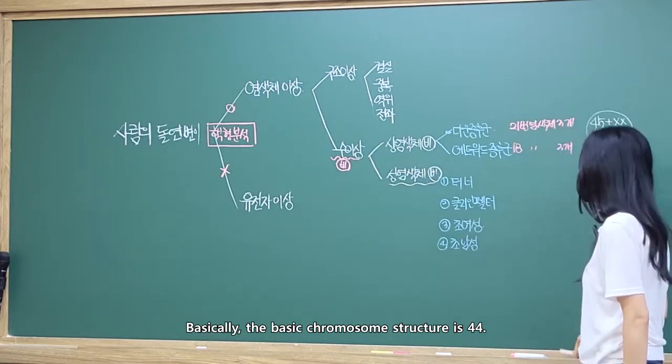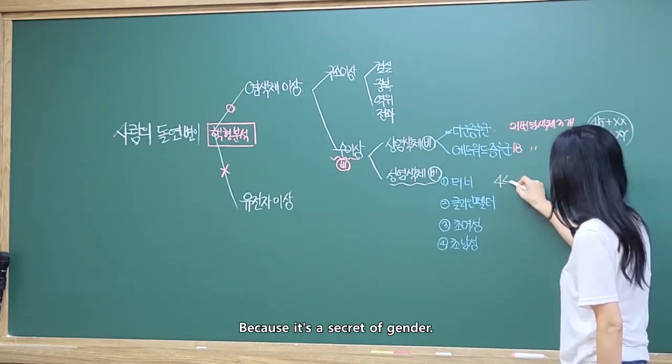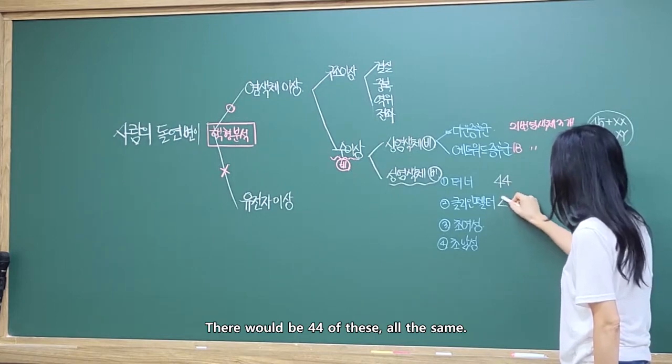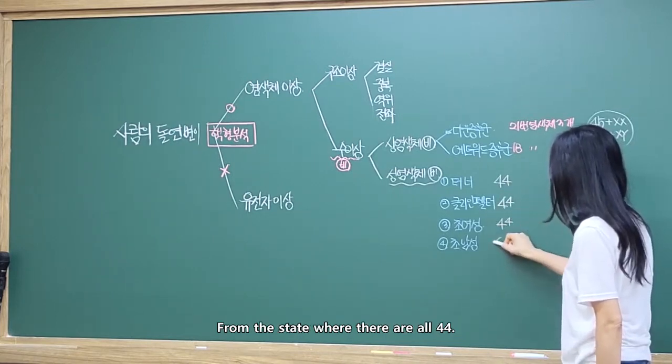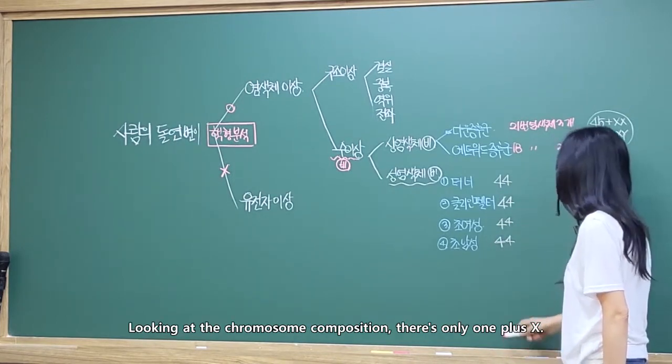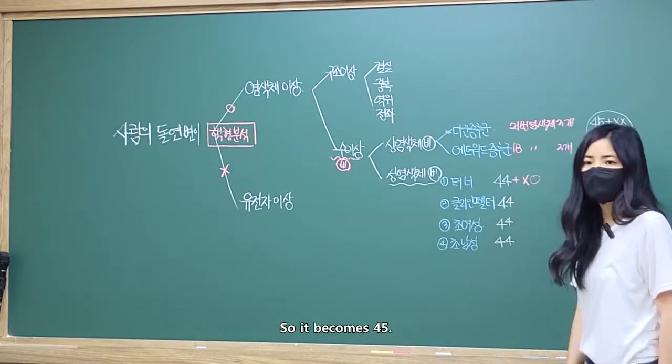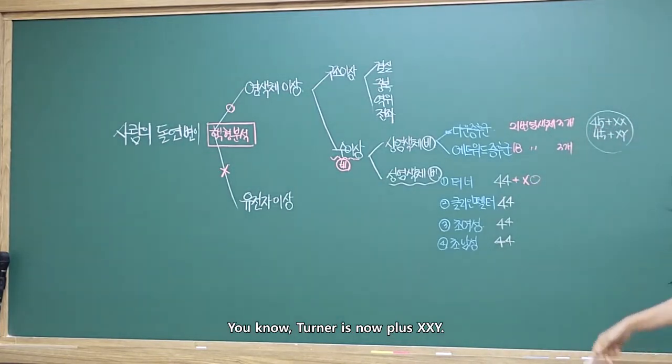Basically, the basic chromosome structure is 44. Because it's a secret of gender, there would be 44 of these all the same from the state where there are all 44. Looking at the chromosome composition, there's only 1 plus X. So it becomes 45. You know, Turner is now plus XXY.